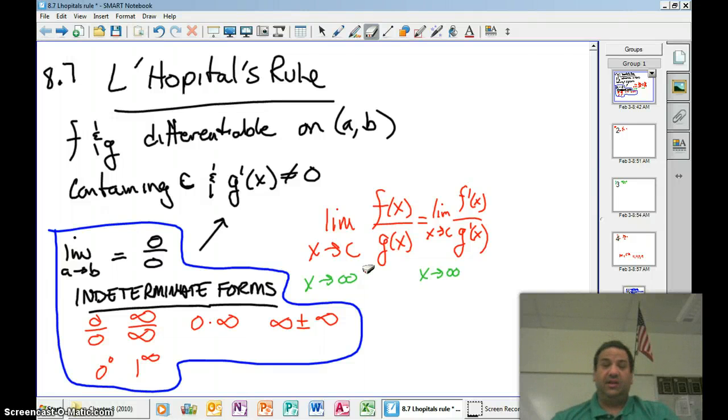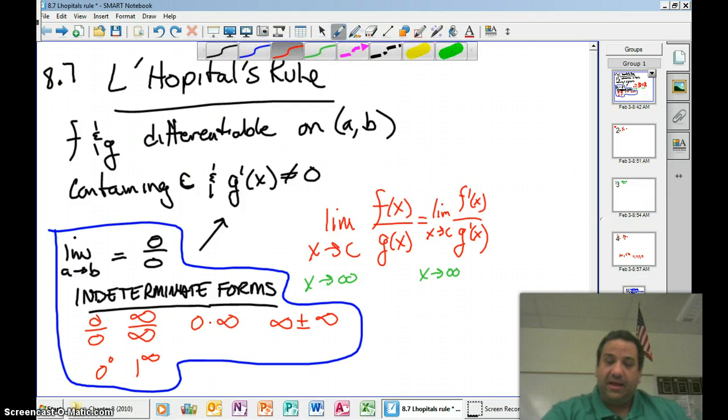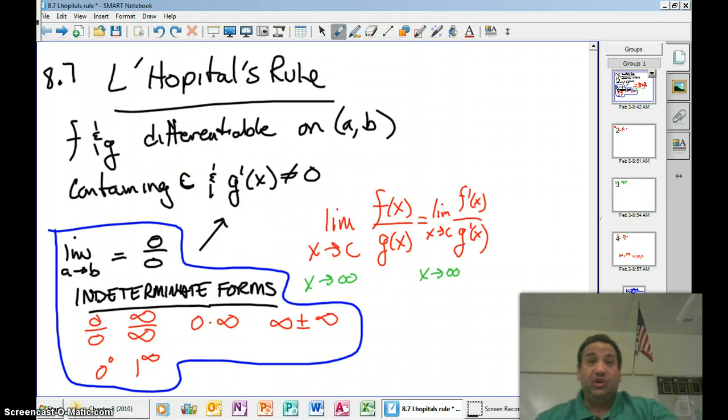All right, 8.7 is L'Hôpital's rule. It looks like hospital, but with no S. So it's called L'Hôpital, all right? And basically, this is 8.7, which I just erased. Fantastic. All right.